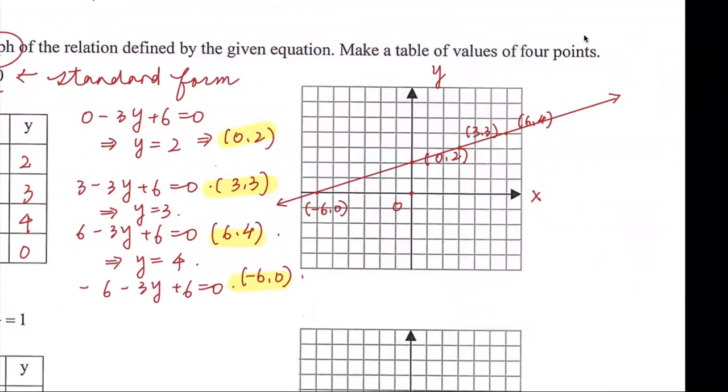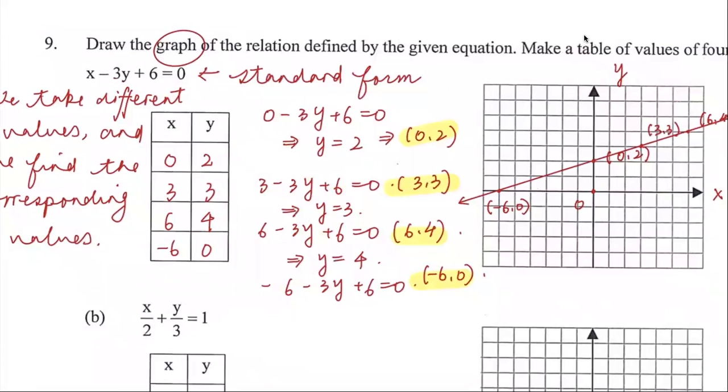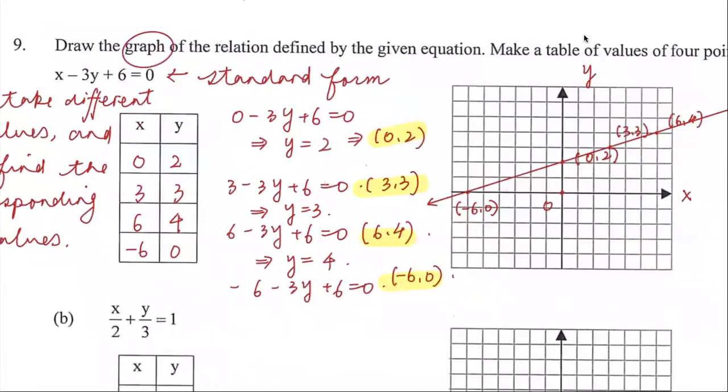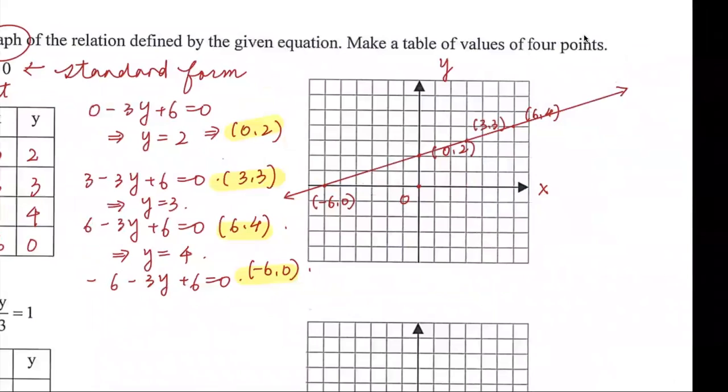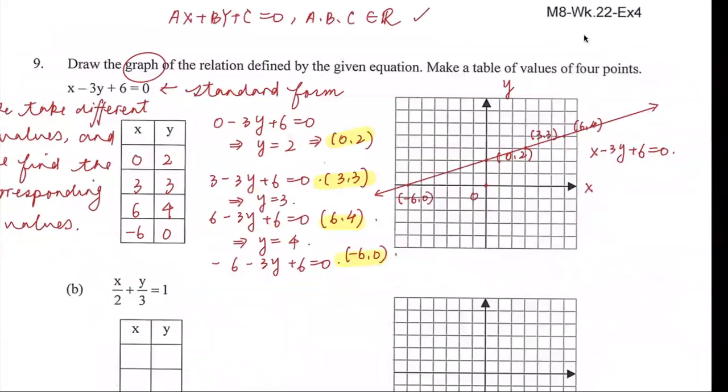Okay, and this straight line is the visual representation of the equation x minus 3y plus 6 is equal to 0. So this straight line and this equation, they are equivalent in mathematics. Okay, so this is how we do this question.